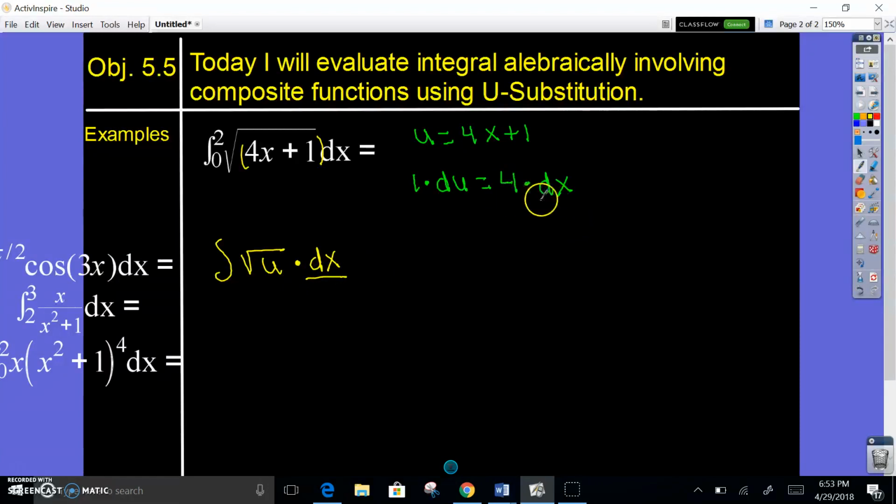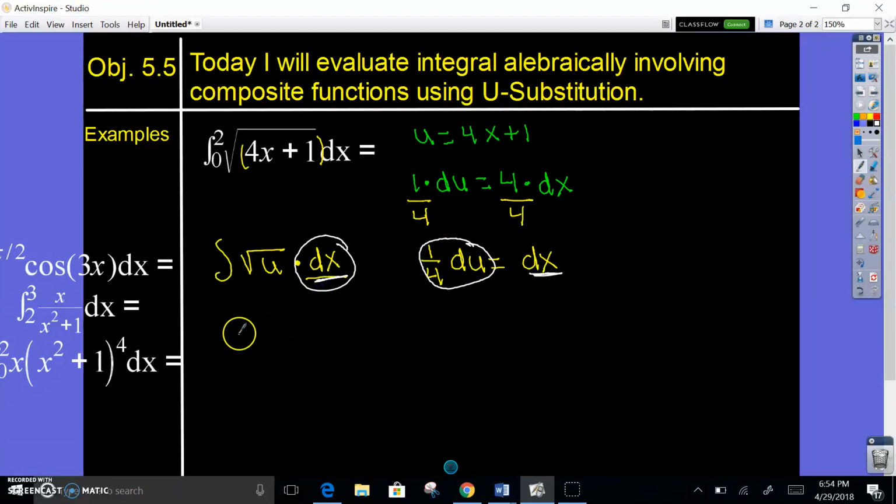And I don't have a dx here, but I do have a 4dx. And I can easily get rid of the 4 by dividing. So I get 1/4 du, and that's going to equal dx. So I'm going to go ahead and take dx here, and it's going to get replaced by 1/4 du because that's what dx is equal to.